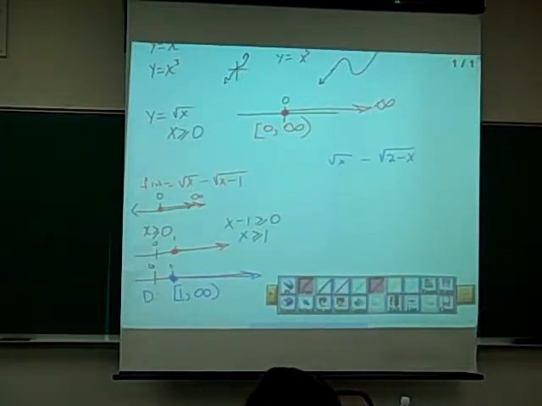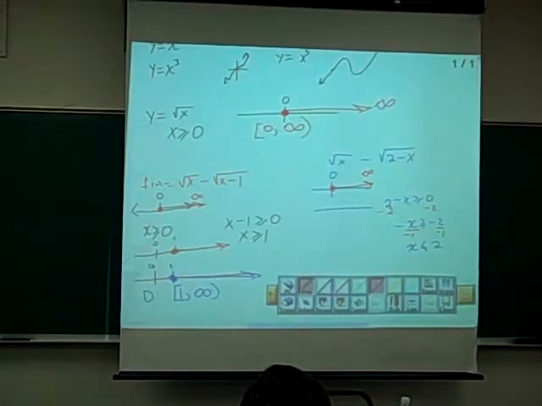Well, we already know this one is from 0 to infinity, right? But here we have 2 minus x is greater than or equal to 0. If we solve for that, subtract 2 from both sides, and we get negative x is greater than or equal to -2. Then we divide by -1, or multiply by -1. What happens to that inequality sign? x is less than or equal to 2, right?